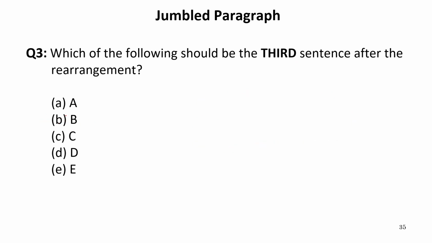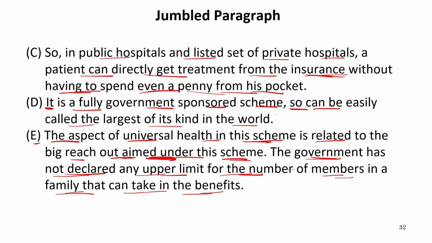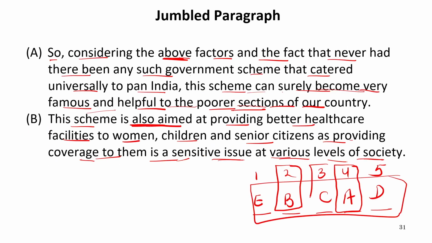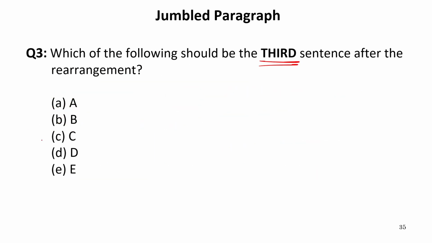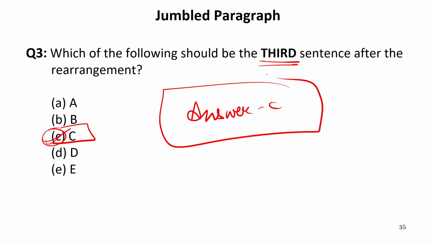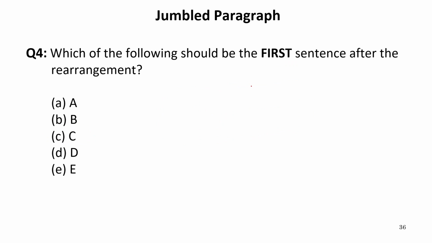Now let us move to the next one. Now we have been asked the third sentence after rearrangement. So let us see which is the third sentence. Third sentence is C. So this is again very simple. Obviously it is given in option C only. So our answer is C again. This is really a coincidence with this paragraph. Now let us move to the next one.